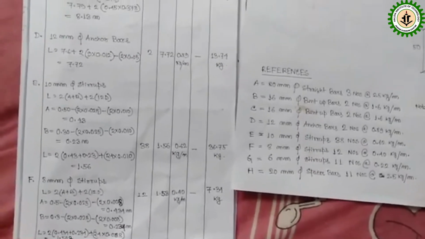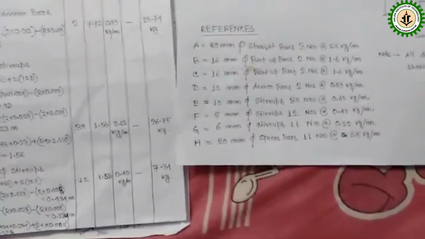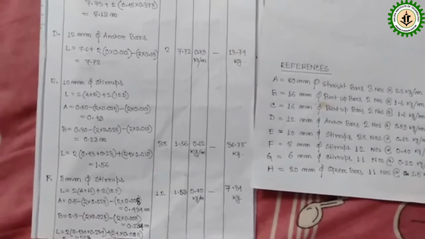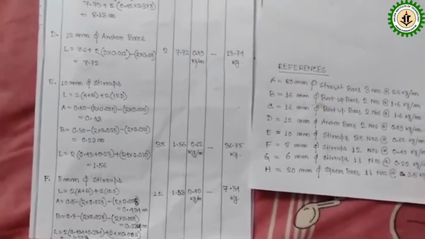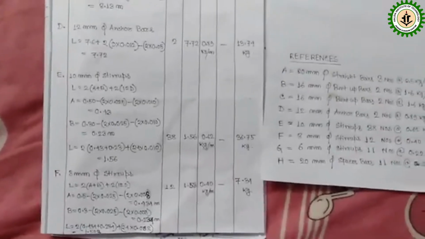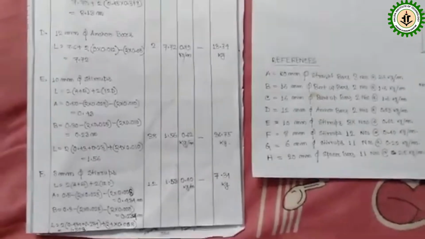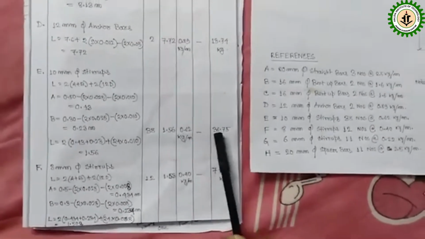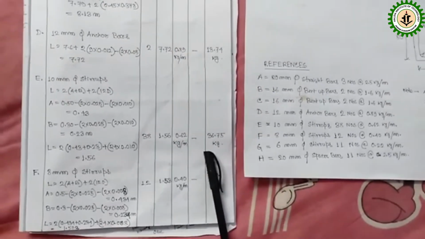Now we got the length, and the unit weight is given, that is 0.62 kg per meter. So in this reference, the number of stirrups is also given, that is 38. Okay, so the total weight of type E stirrups will be 38 into 1.56 into 0.62. So that is coming 36.75 kg. This is the total weight of type E stirrup.